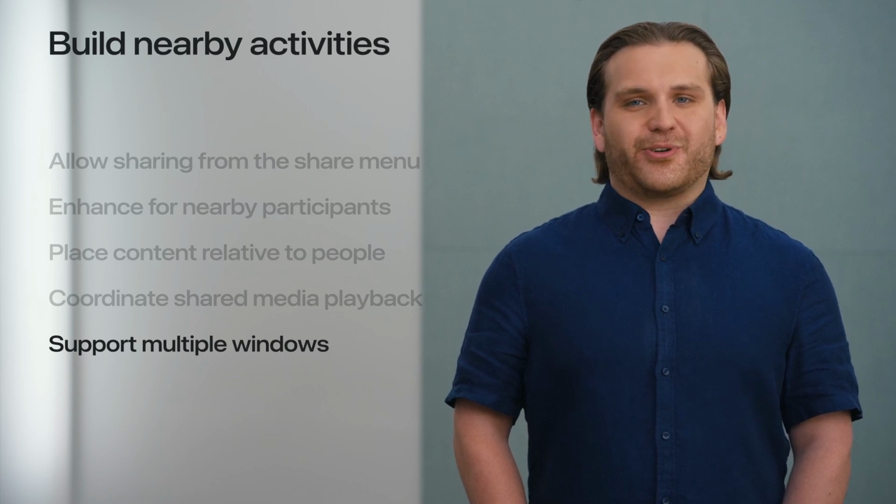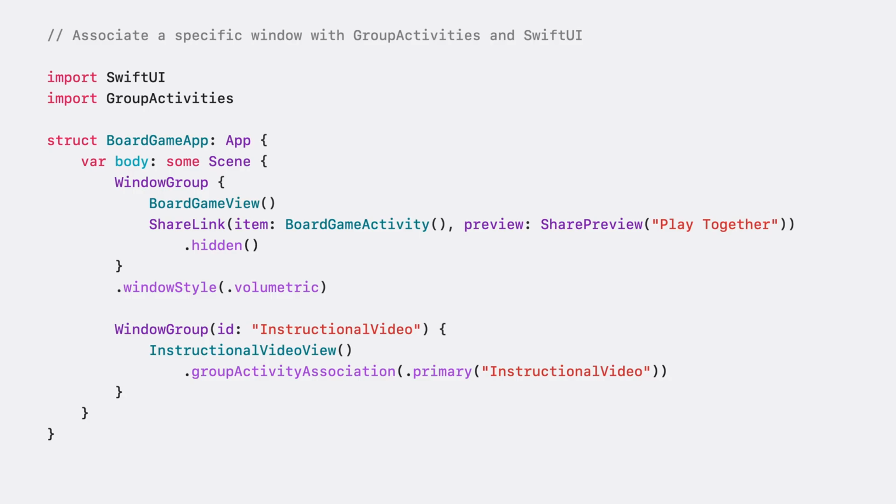However, the addition of the instructional video window created a new problem I need to solve. My app now has multiple window groups open at the same time: the board game volumetric window and the instructional video window. To support this, I have to be more explicit about which one I want to be shared while they're both open. New SharePlay API in visionOS 26 lets me use a view modifier to choose exactly which window group I want to be associated with SharePlay at any given time. This unlocks a whole new level of control for apps that support multiple windows.